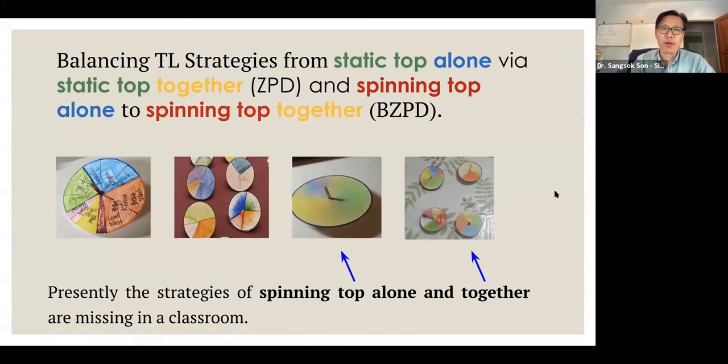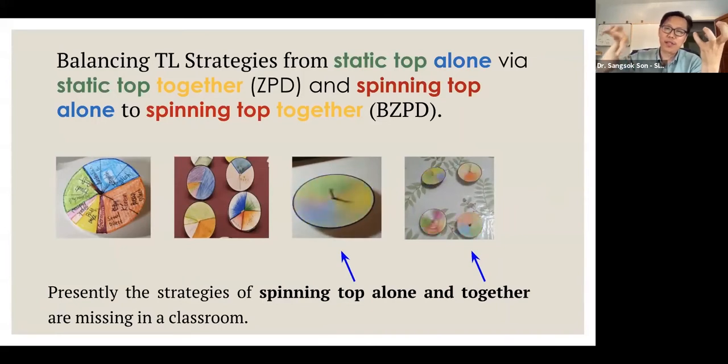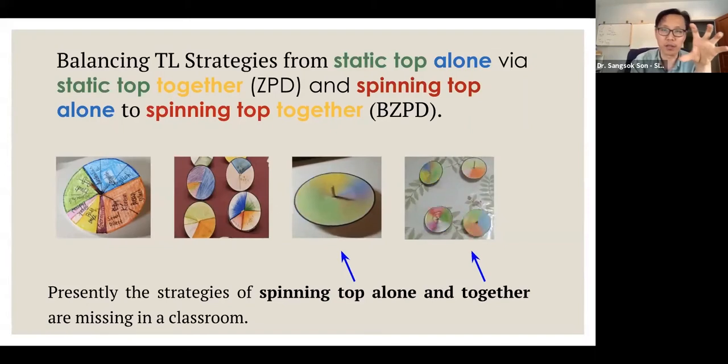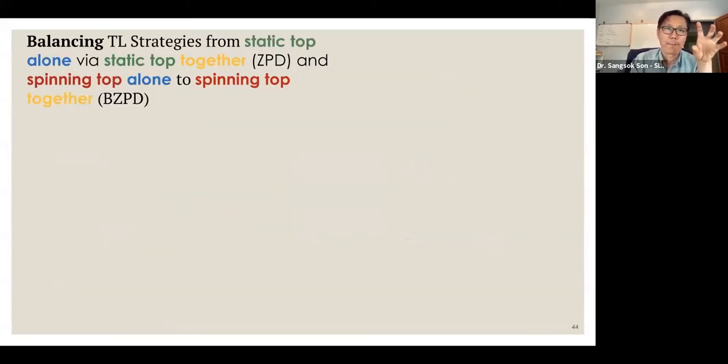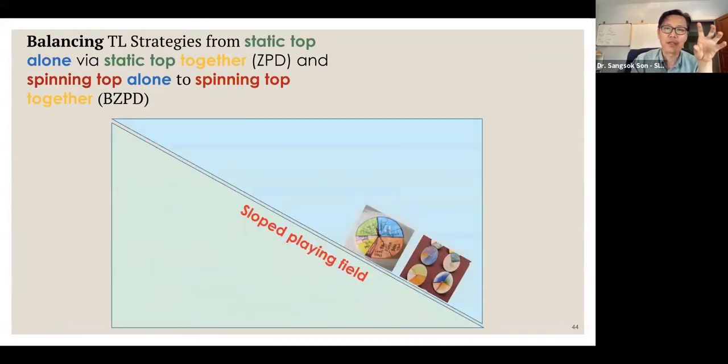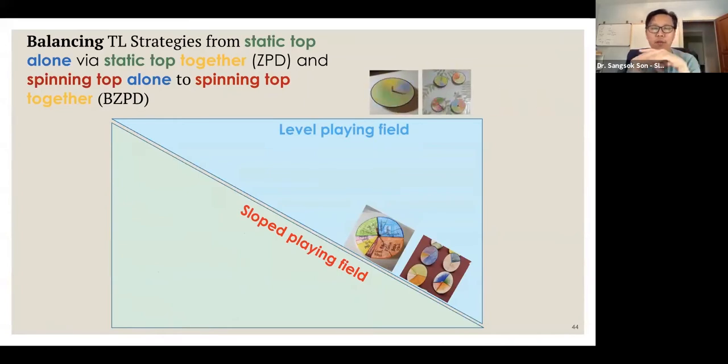So then we have to add. I don't mean that we don't need static type. I don't mean we need only one language, but we need to add this spinning type practice on top of the static type practice, so that they can have balance. Okay, so that bilingual students can have a chance to show their true knowledge, and a chance to learn new concepts using all of their language resources. If we look at this chart again, at present we have only static type practice, which is a sloped playing field, but we need to add spinning type practice so that they can have a true level playing field.